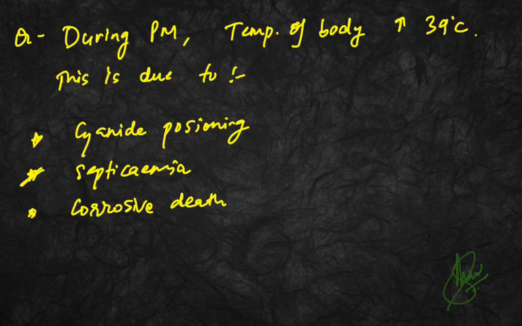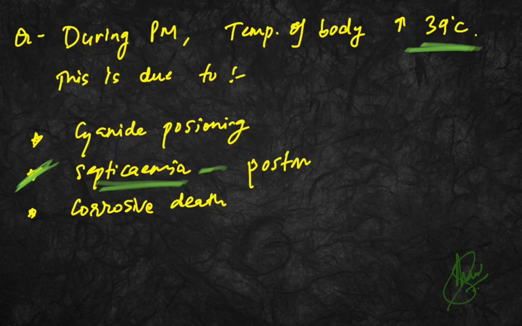Now, during post-mortem, the temperature of the body is increased to 39 degrees Celsius. This is due to which of the following phenomena? Cyanide poisoning, septicemia, or corrosive death. So it is due to septicemia, and it is due to post-mortem caloricity. That's why the temperature of the body is increased.